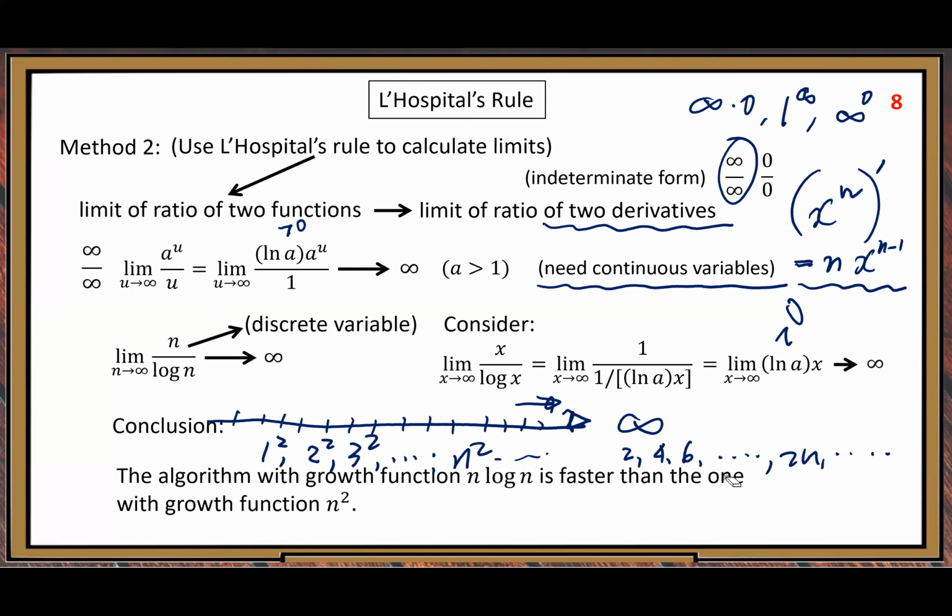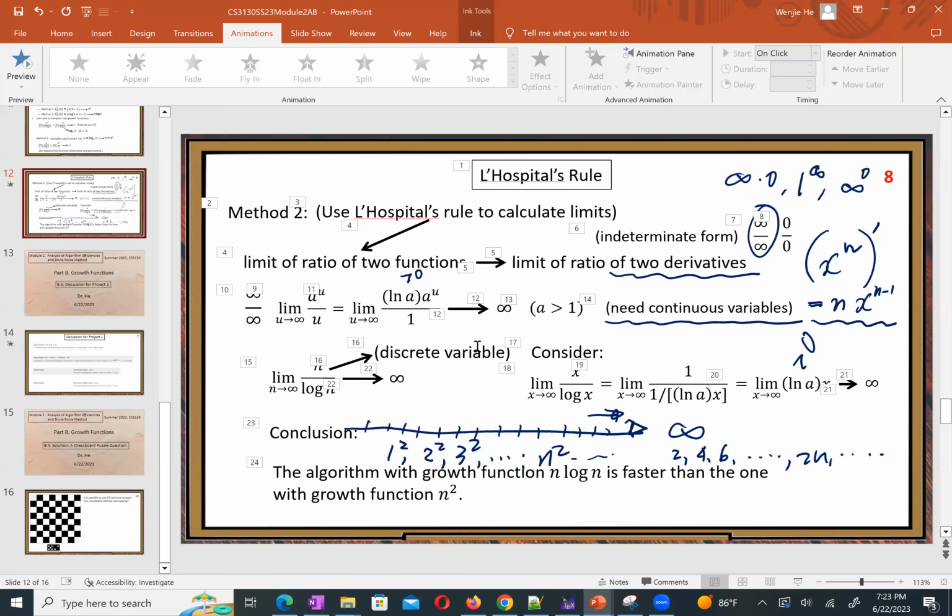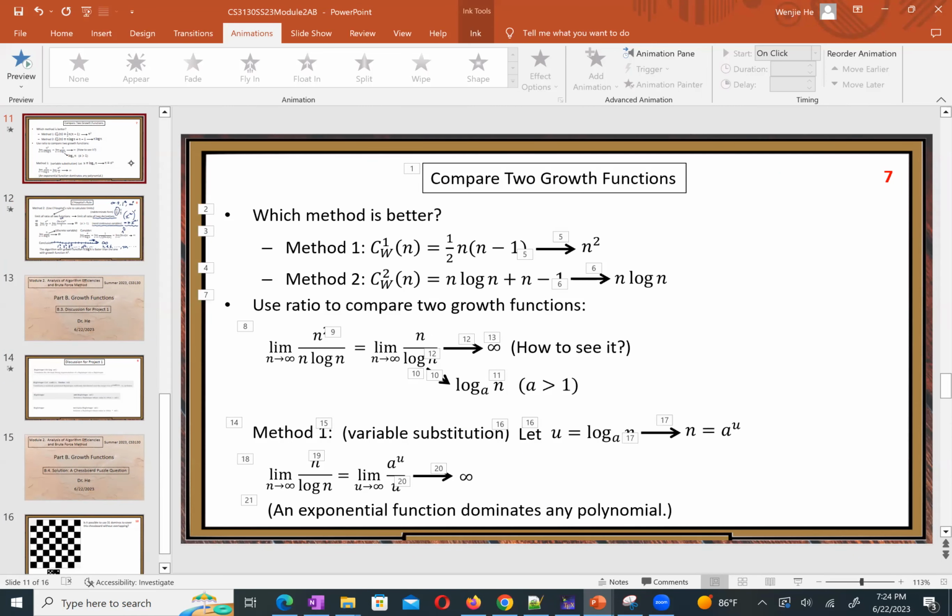Question: where did we get the n squared from? Was that on a previous slide? Remember, we took several steps, ignoring some constants, and we got n squared. Let me quickly move to the previous slide. Look at that.